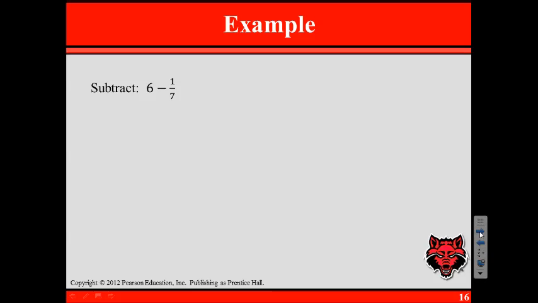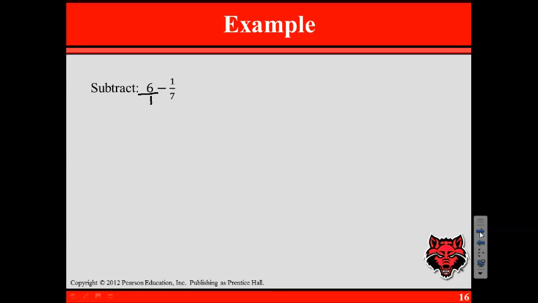Now let's try a problem where we have a whole number minus a fraction. And you may see this come up from time to time. Just like when we tried to divide a fraction by a whole number, anytime we have at least one fraction in the problem, we need to rewrite everything as a fraction. So here we're going to write 6 over 1. Now we have 6 over 1 minus 1 over 7.